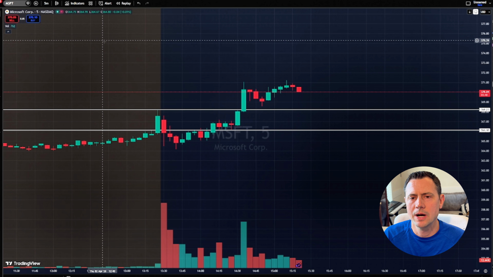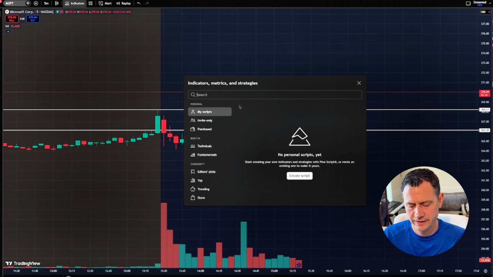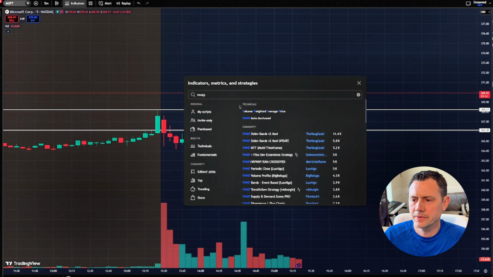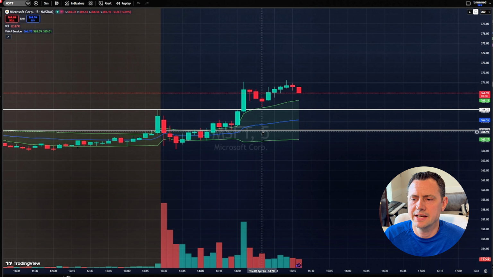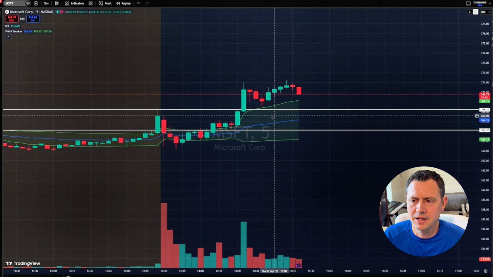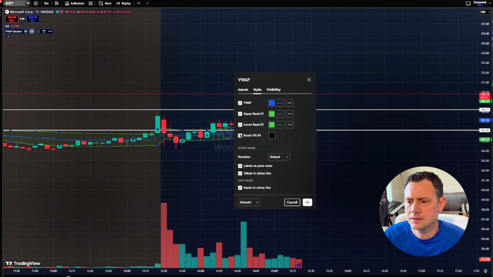To add VWAP to your chart, I'm just going to go up to indicators in the top left, and then I'm just going to type in VWAP. And you see that's the first thing that pops up. Select it. And then you're going to see it has more than just one line. It's got three lines, right? So I'm going to edit that. We'll go to settings. I'm going to take the lower band away, and I'm also going to take the upper band away. I just want VWAP selected.